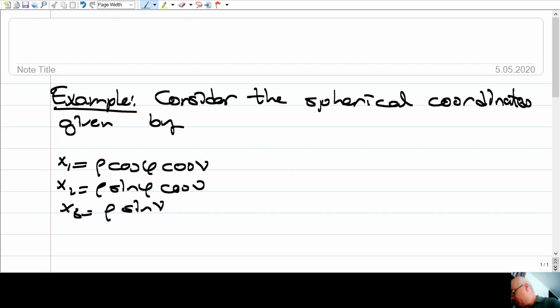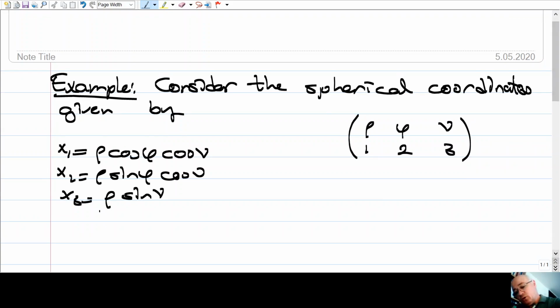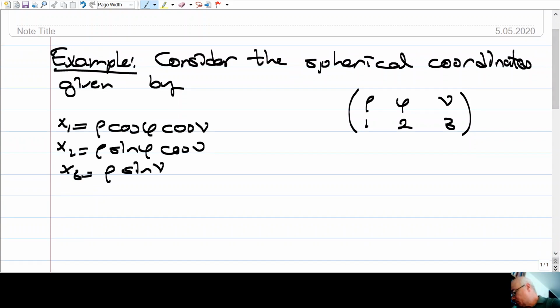Here rho will be our first variable, phi will be our second variable, and nu will be our third variable, because I'll use sometimes these indices.